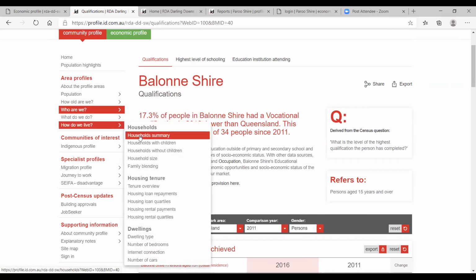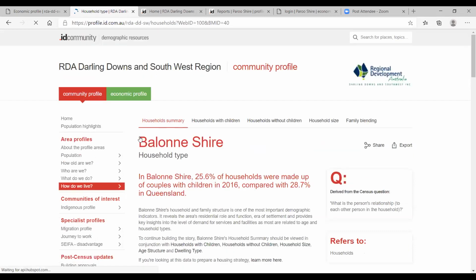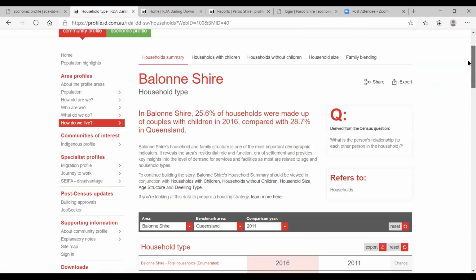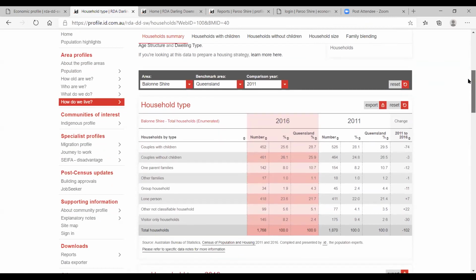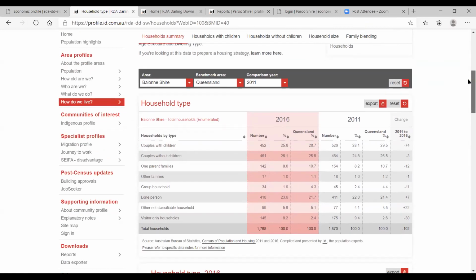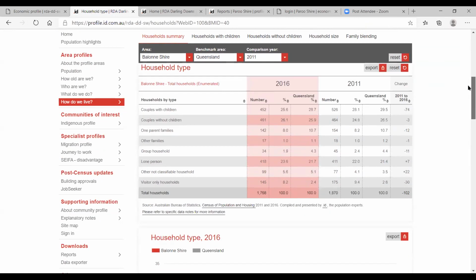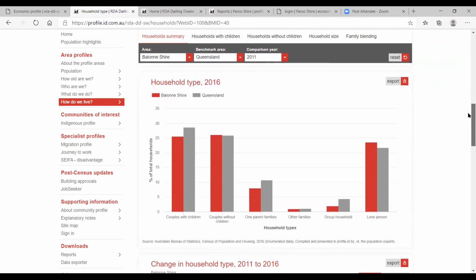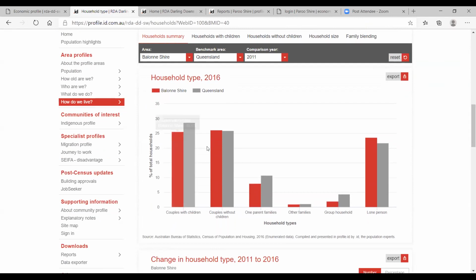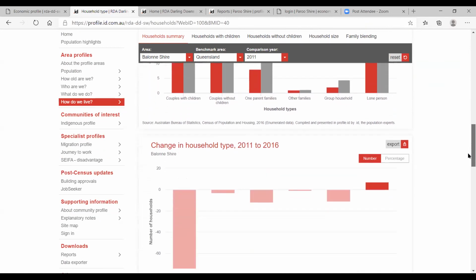But I am going to look at how do we live, and I'm going to go to our household summary. And this gives me an idea of what our household structures look like. Are we couples with children? Are we one-parent families? Are we group households? What do our households look like? And we can see here we're very dominant in couples with children and couples without children. And we've got this bit of activity out here in lone persons, but we can see they're dominant in couples with children and couples without children.